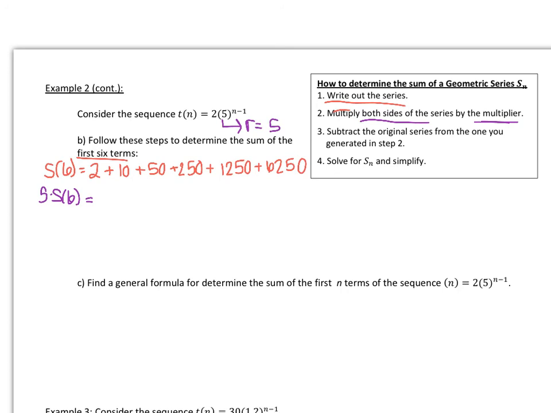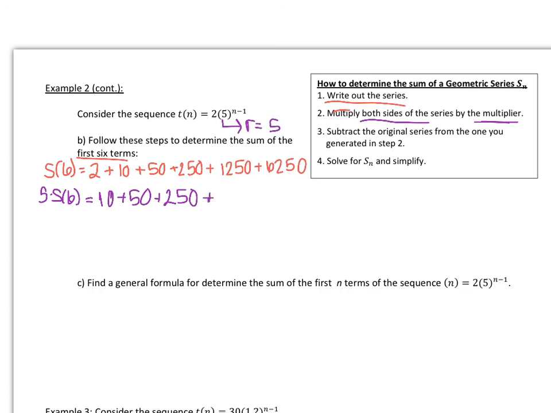Now when I multiply everything by 5 over here, think about what that's going to do. That's going to give me 2 times 5, which is 10, plus 10 times 5, which is 50, plus 50 times 5, which is 250. So again, what I just did is I'm multiplying everything, multiplied 2 by 5 to get 10. 10 times 5 is 50. 50 times 5 is 250. 250 times 5 is 1250, and we'll write all these out.